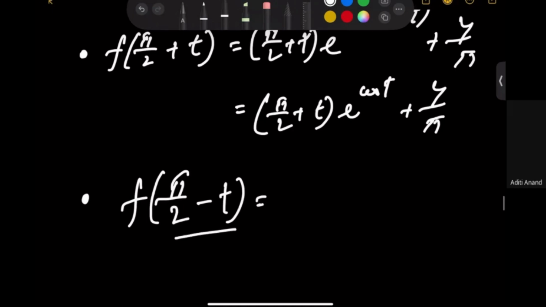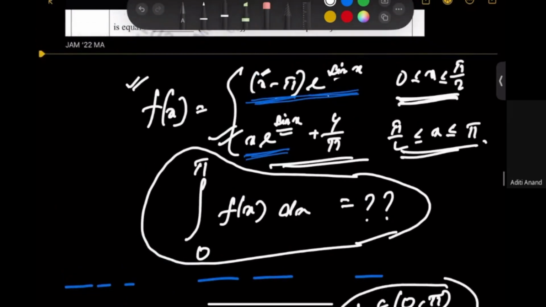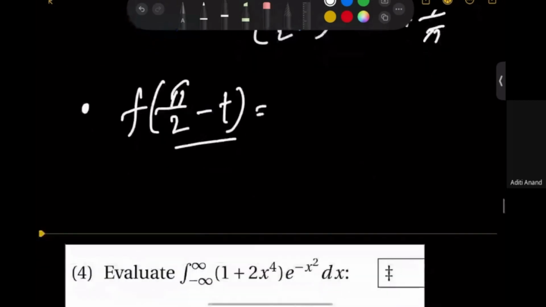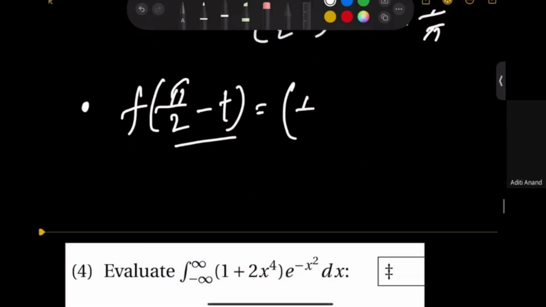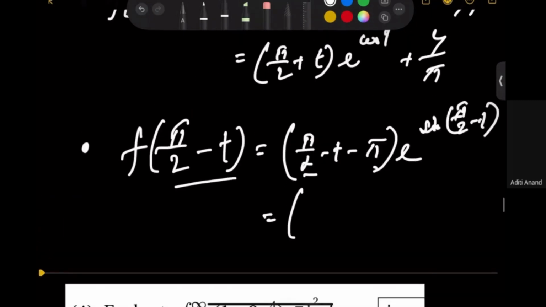What about f of pi by 2 minus t? This is pi by 2 minus t, so that will be less than pi by 2. So we'll be using this one, x minus pi, e to the power sine of x, where x is this one. So it will be pi by 2 minus t minus pi, e to the power sine of pi by 2 minus t. So it will be minus pi by 2 plus t, e to the power cos t.